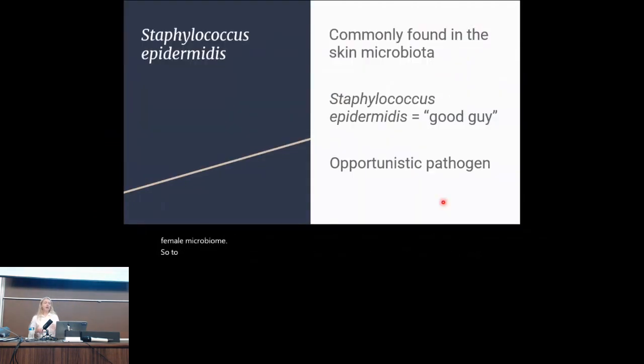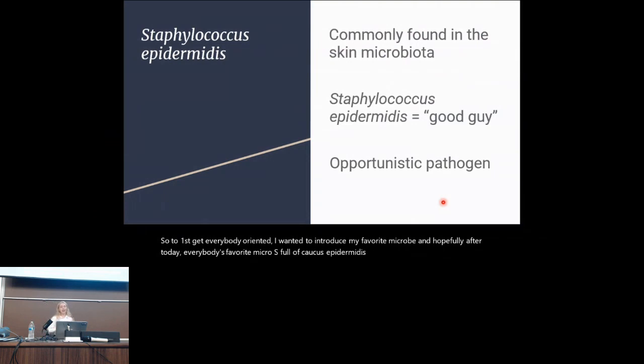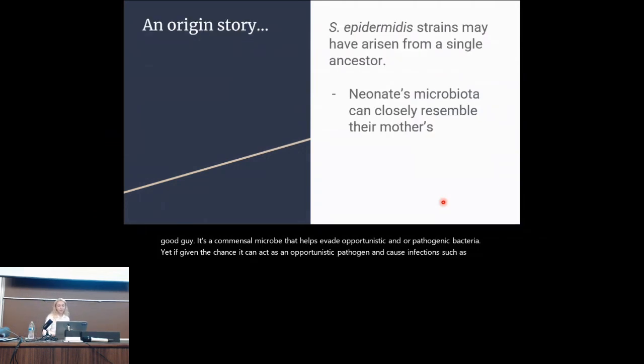So to first get everybody oriented, I wanted to introduce my favorite microbe, and hopefully after today, everybody's favorite microbe, Staphylococcus epidermidis, or Staph epi as I like to call it. It is a common microbe found in the skin microbiota. Furthermore, it is considered the good guy. It's a commensal microbe that helps evade opportunistic and/or pathogenic bacteria. Yet, if given the chance, it can act as an opportunistic pathogen and cause infections such as staph.